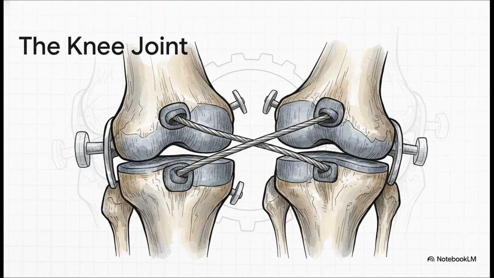On the flip side, let's look at the knee. It is the largest, most complex joint in the entire human body. It acts as a heavy-duty hinge.